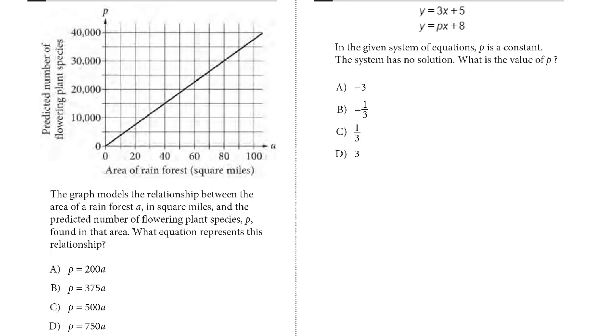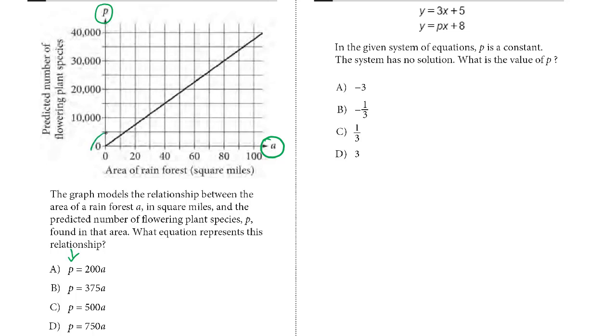Number 10, again, looks like we've got a linear graph in relationship with the y value being the predicted number of species and the x value being the area of the rainforest. So what do they want here exactly? What equation represents this relationship where P is the area, so P is my vertical, and A is my area, sorry, and P is the predicted number of flowering plants. So I've got a function y that'll be P. Notice all my answer choices are P equals some function of y.